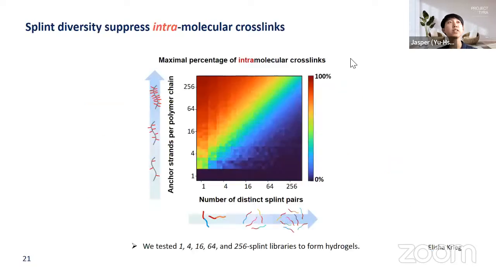The nice thing about DNA is you can do simulation on it. In this plot, we want to know how this combinatorial design affects crosslinking efficiency.